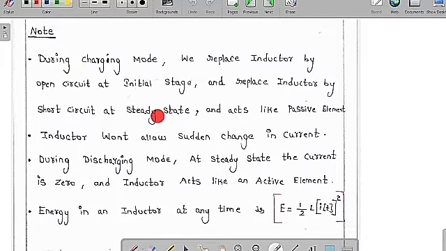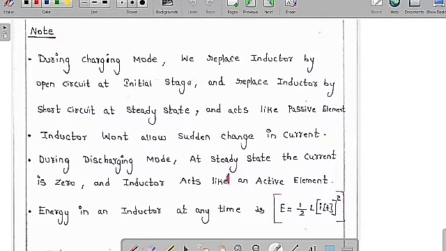And also the inductor is always a passive element because there is no internal amplification, and it cannot supply the energy for a long time. So because of that reason, we can say the inductor is always a passive element. Inductor won't allow sudden change in current. Yes, the capacitor won't allow sudden change in voltage, and similarly the inductor won't allow sudden change in current.